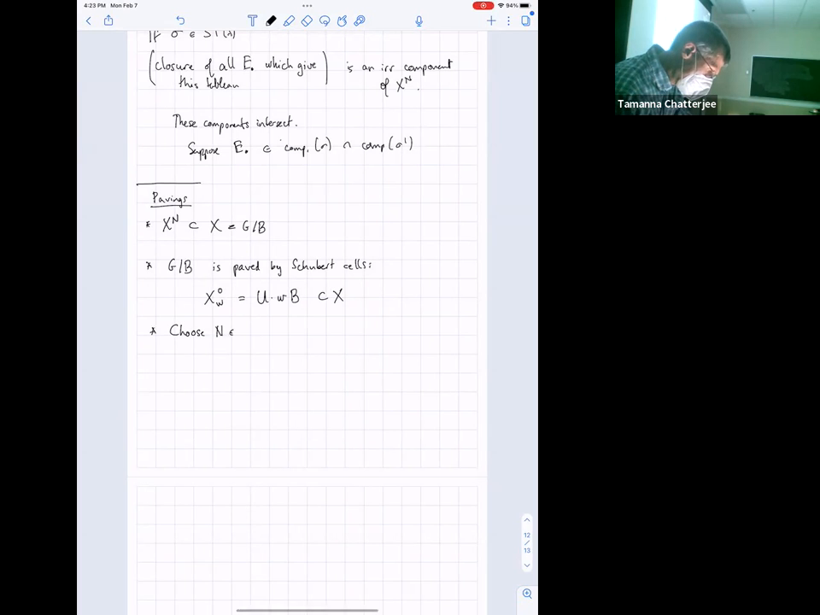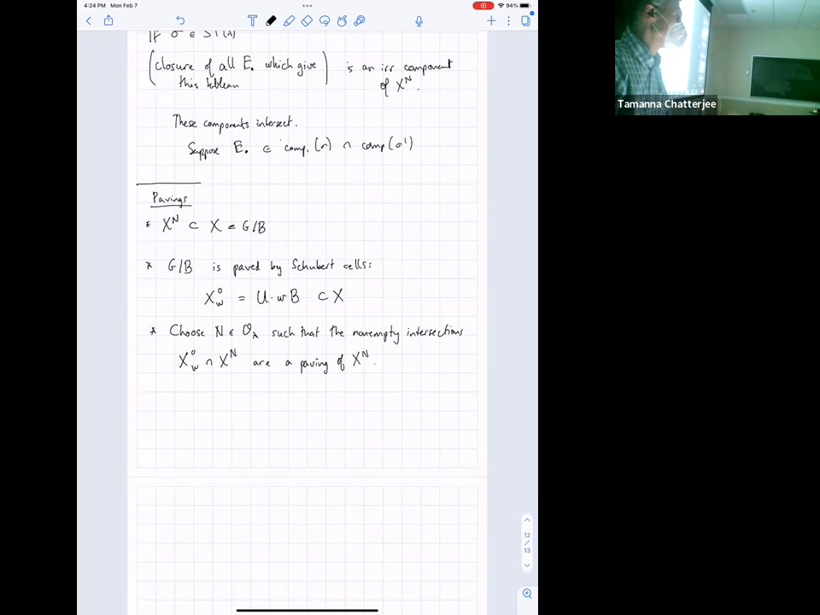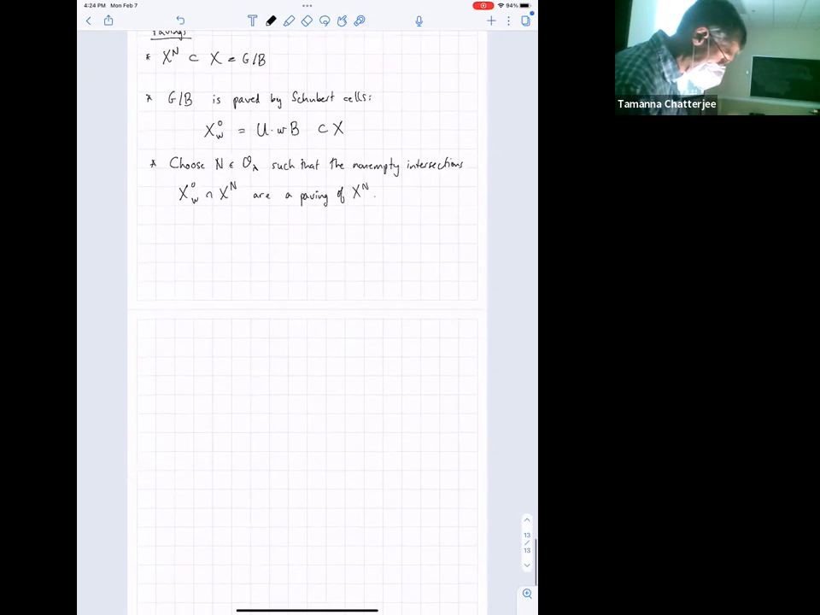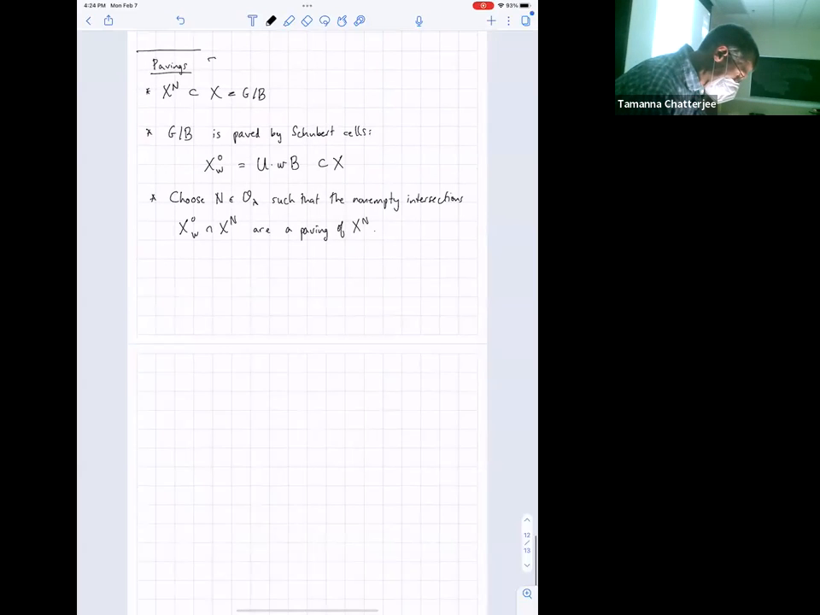Now, the goal is we want to choose n in O_lambda. So there's some choice of n. We can choose any representative, and we want to choose this such that the non-empty intersections X_w intersect X_n are a paving of X_n. Now, it's not at all obvious that you can actually do this. And maybe I'll just add that this is following the paper of G.